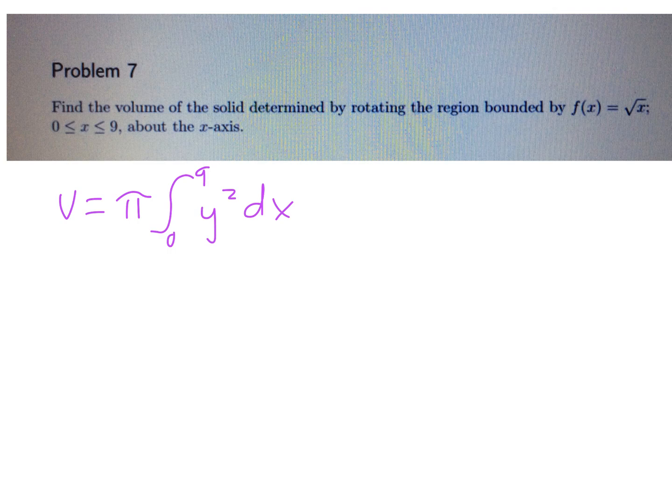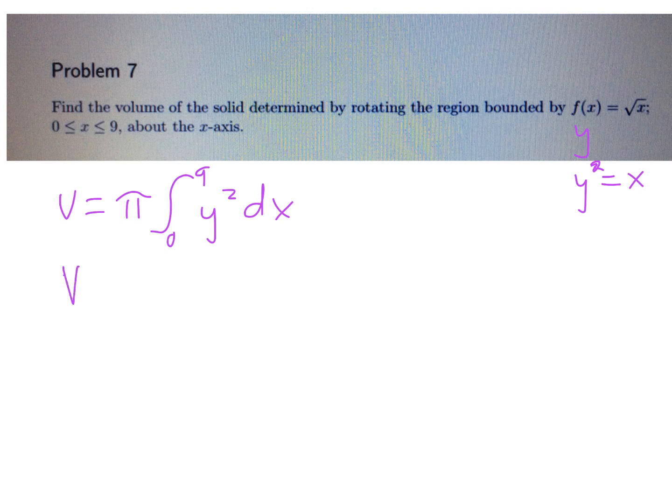For the volume of a solid rotating around the x-axis, we're going to use the formula that I've got here, pi times the integral of y squared dx. Y is f of x, and so y squared would be f of x squared. So here we have root x, so if we square that, we just get x.